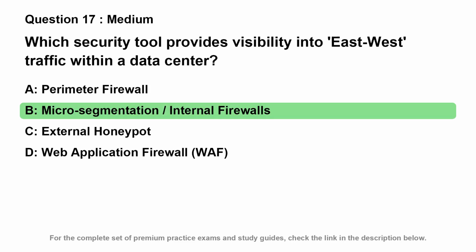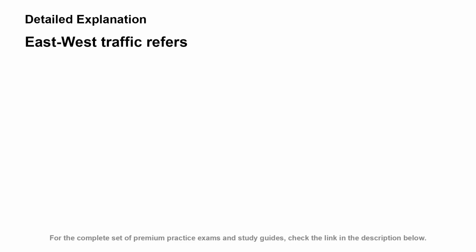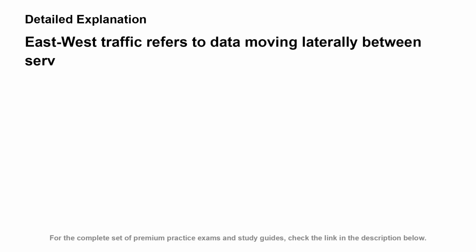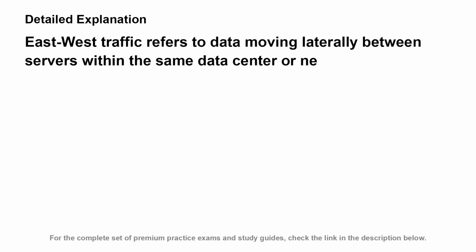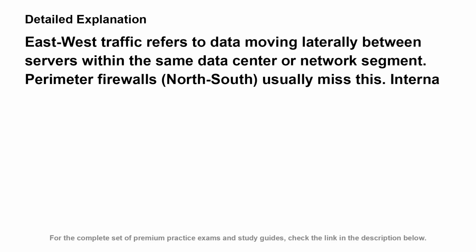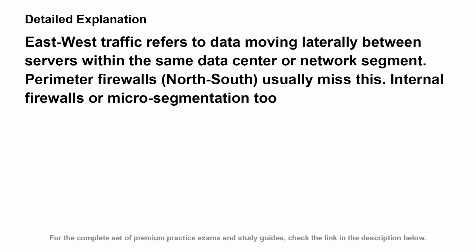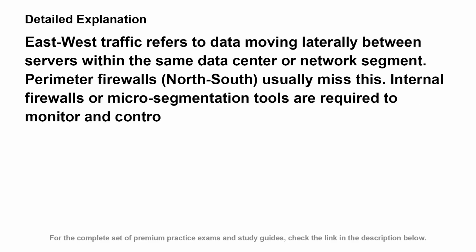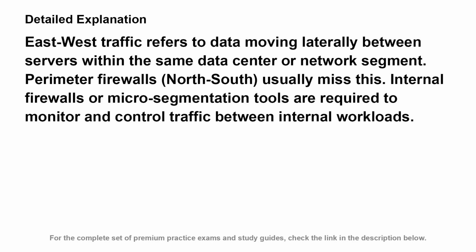The correct answer is B. East-west traffic refers to data moving laterally between servers within the same data center or network segment. Perimeter firewalls, north-south, usually miss this. Internal firewalls or microsegmentation tools are required to monitor and control traffic between internal workloads.